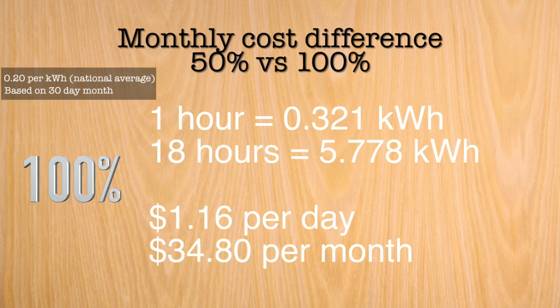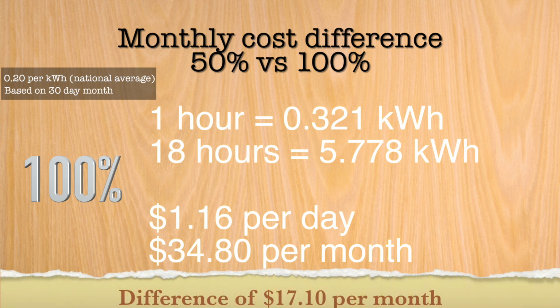We'll compare that with the light at 100%. In 1 hour, it was 0.321 kilowatt hours. In that 18-hour veg cycle day, it was 5.778 kilowatt hours. And that was $1.16 per day, or $34.80 per month, which came to a difference of $17.10 running at 100 compared to 50% for the 18 hours.